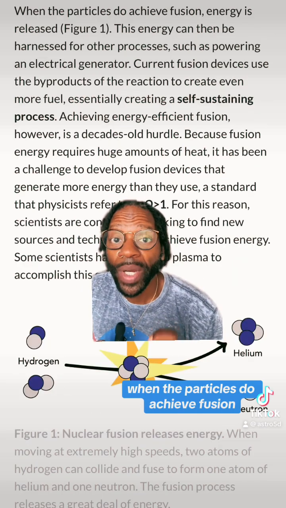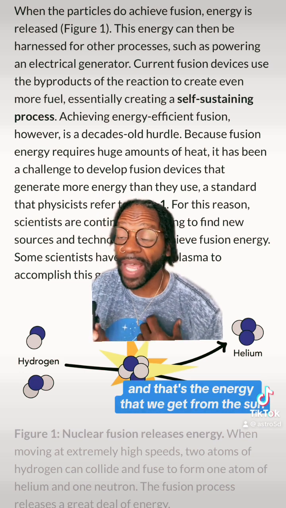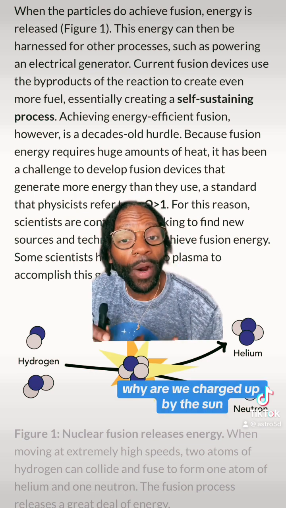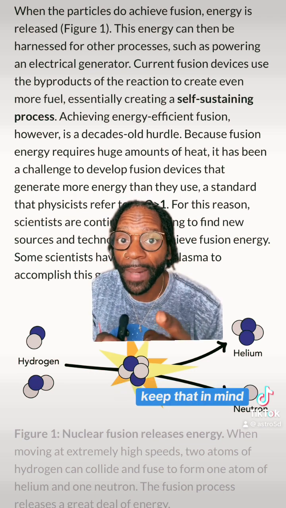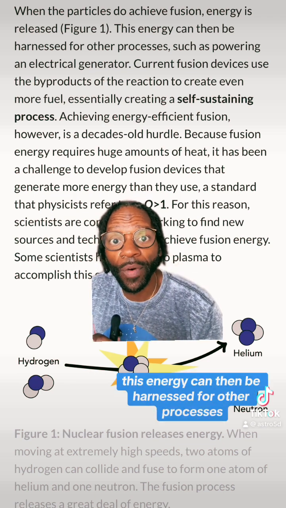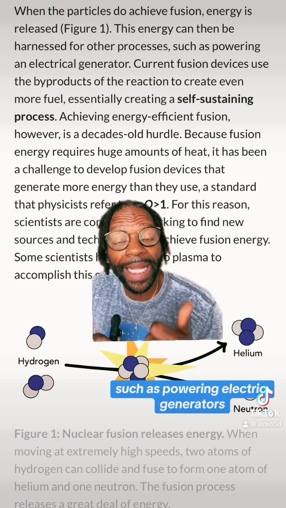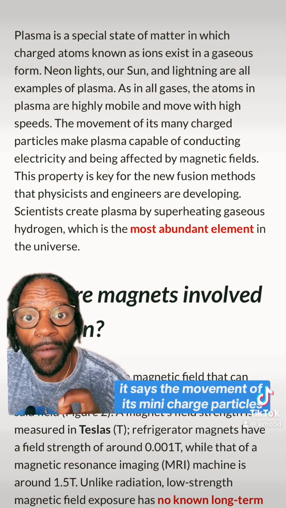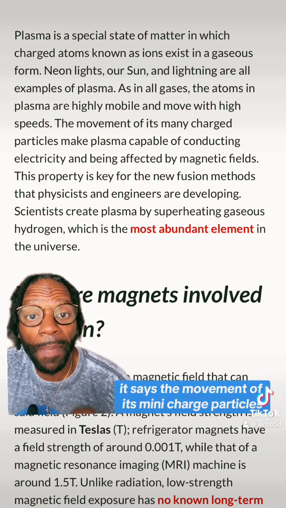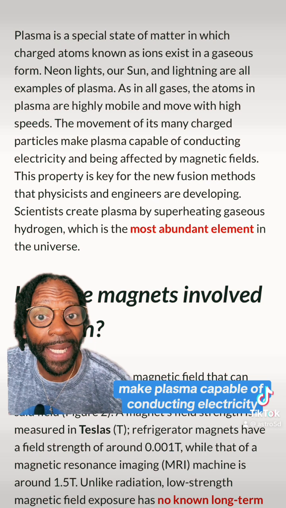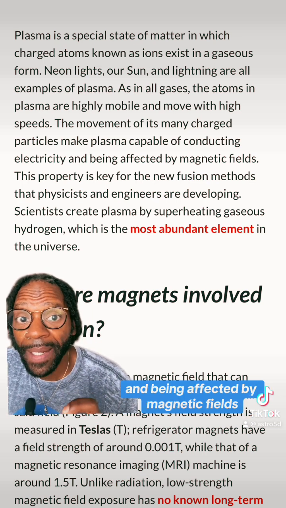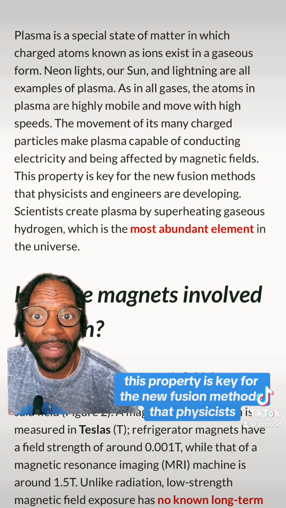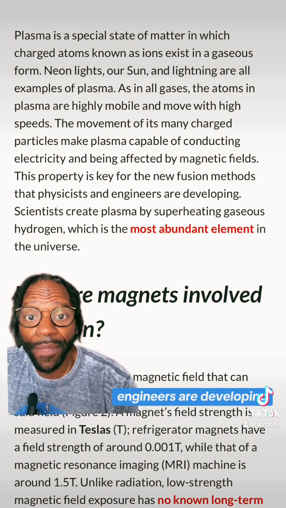When the particles do achieve fusion, energy is released, and that's the energy that we get from the sun. So think about that. Why are we charged up by the sun? Keep that in mind. This energy can then be harnessed for other processes, such as powering electric generators. Now, going down in this article, it says the movement of its many charged particles makes plasma capable of conducting electricity and being affected by magnetic fields. This property is key for the new fusion methods that physicists and engineers are developing.